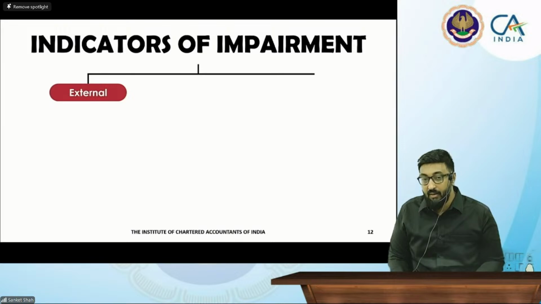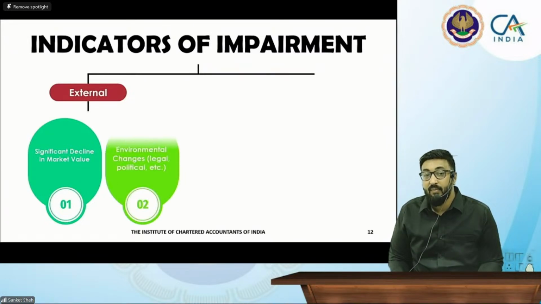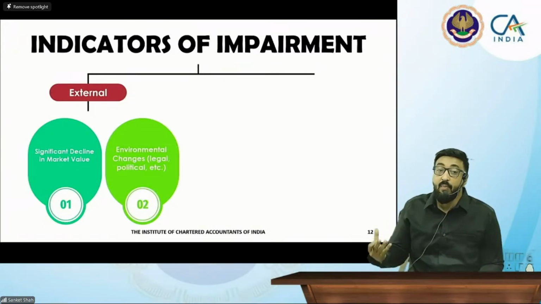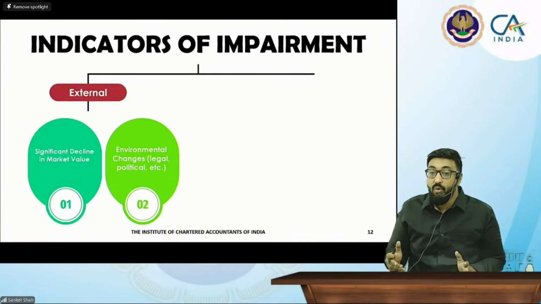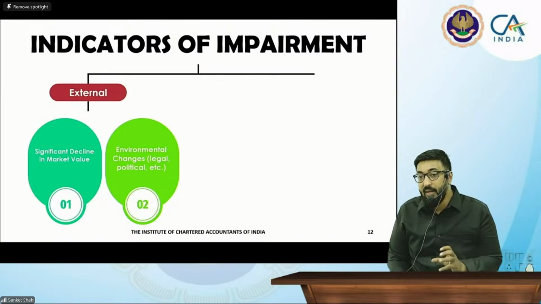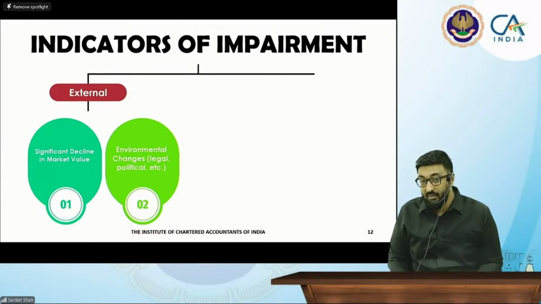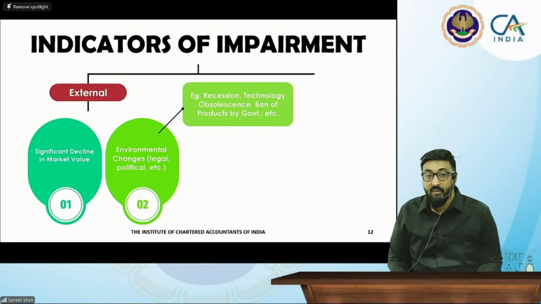So there are some indicators. Some are external, and some are internal. External means what? Significant decline in the market value. Correct? Yes, sir. Second one, legal, political, etc. Now you bought a diesel vehicle and suddenly government changed the rule: you cannot use diesel vehicles. Now does your diesel vehicle have value in use? No, sir. Does it have market value to sell now? No, sir. Then there is an indicator. Got the concept? Okay, sir. Next.